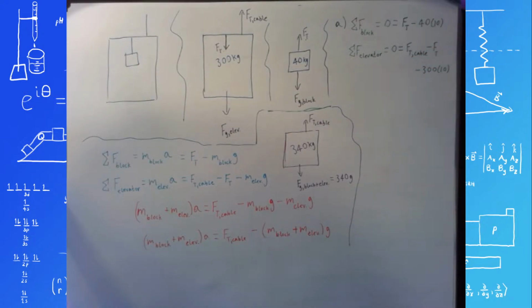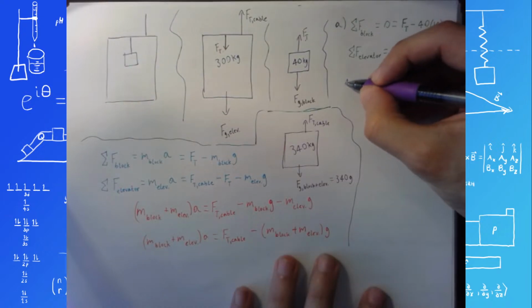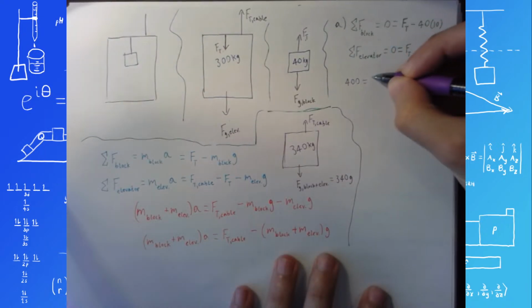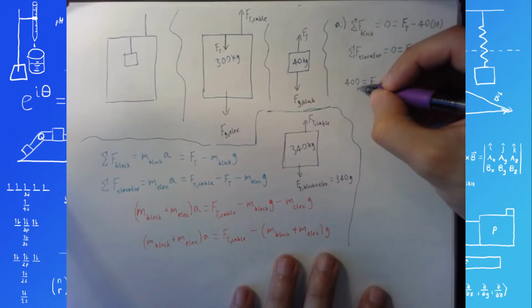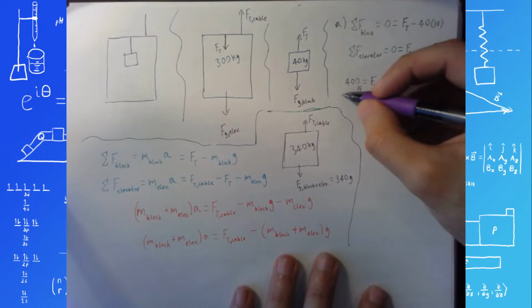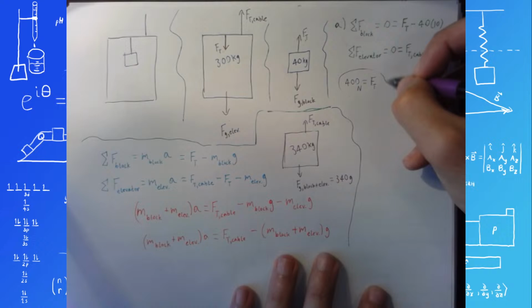So I can go back here and solve for the force of tension. 40 times 10 is 400. If I add 400 over to the 0 side of this equation, then I get 400 equals the force of tension in the rope. 400 newtons to be specific. Gotta remember the units or else you won't get credit.